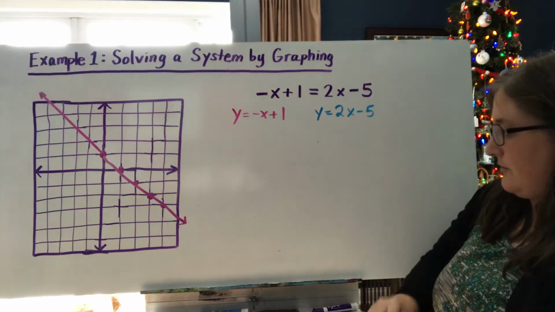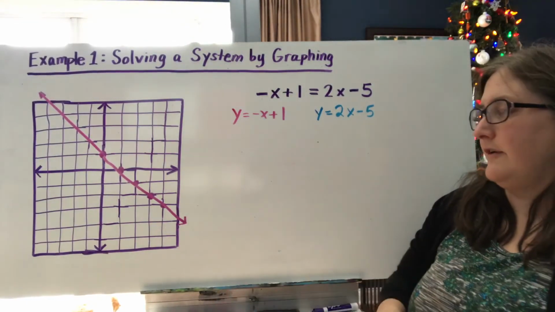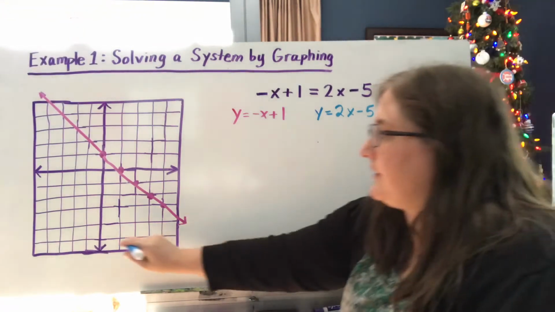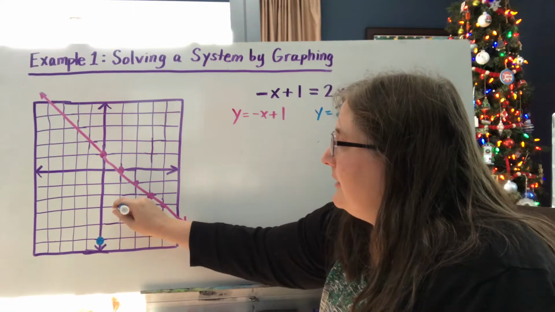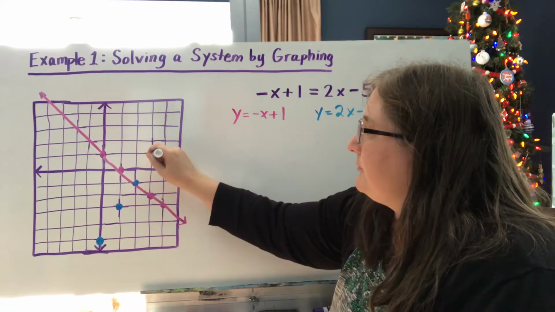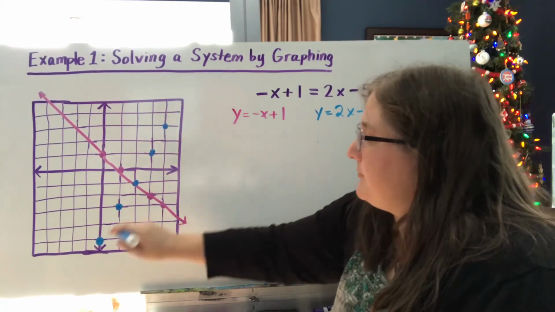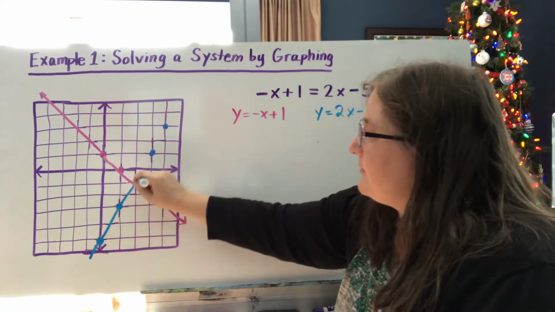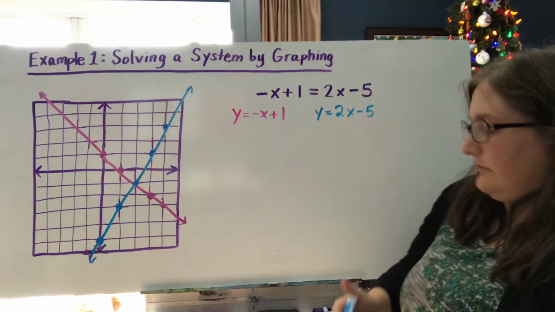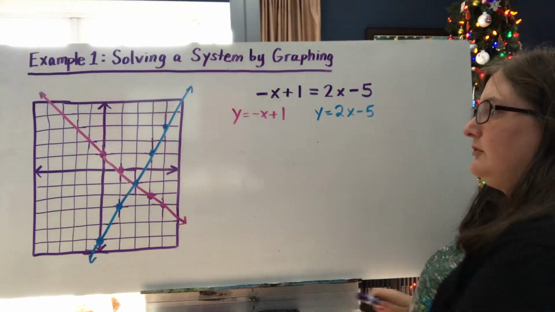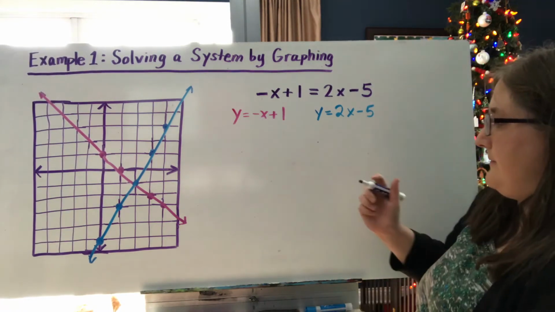Now I'm going to graph my 2x minus 5. So I have a y-intercept of negative 5 and a slope of 2. So up 2 and over 1, up 2 and over 1, up 2 and over 1. And even before I connect it, I can see where they're going to intersect here. And it looks like they're crossing at the point 2 comma negative 1.